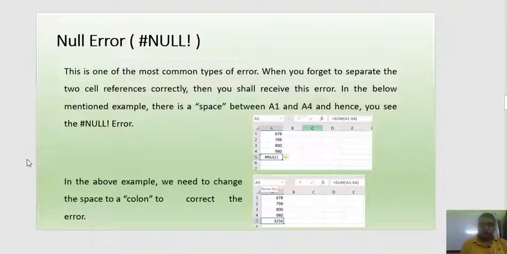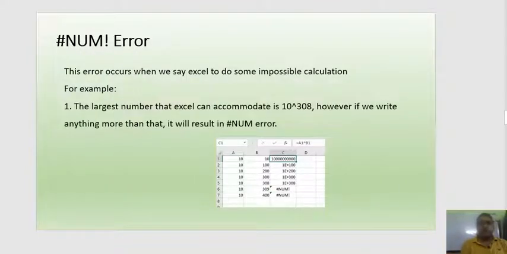Resolution, simple, A1 colon A4 instead of space. Now we move on to the next error, which is the number error or the num error. So it usually occurs when there is an impossible calculation for Excel. Not for us though, it is for Excel.